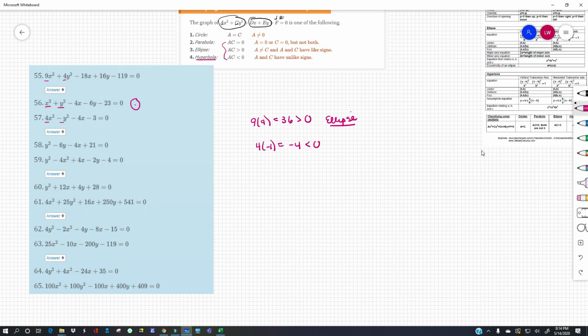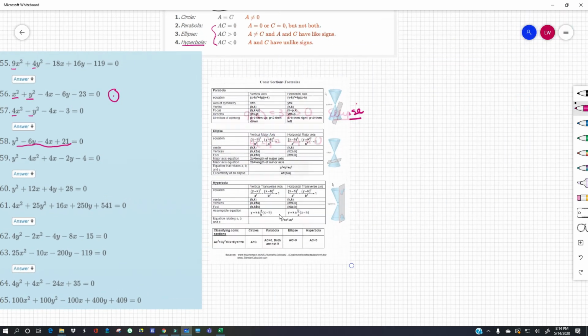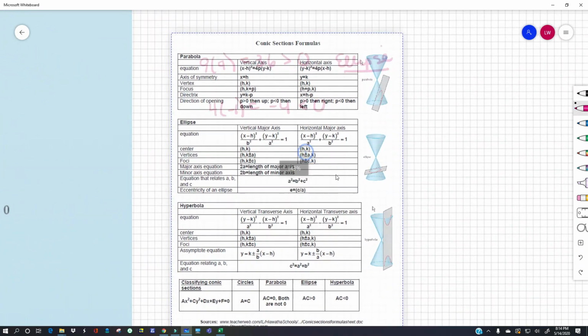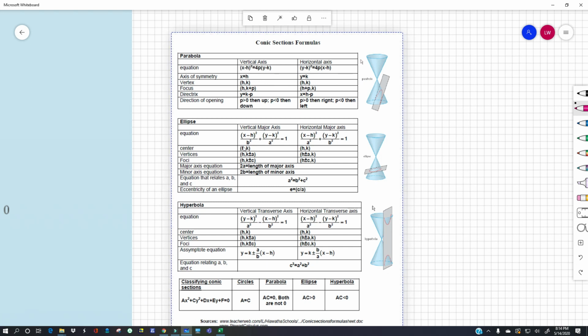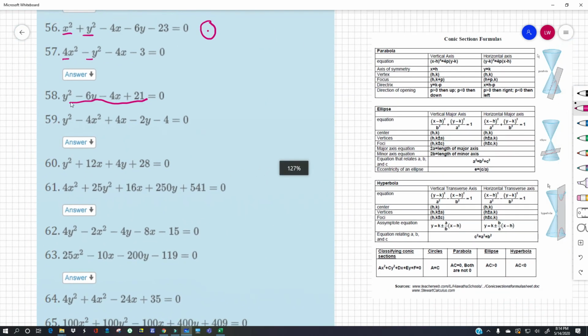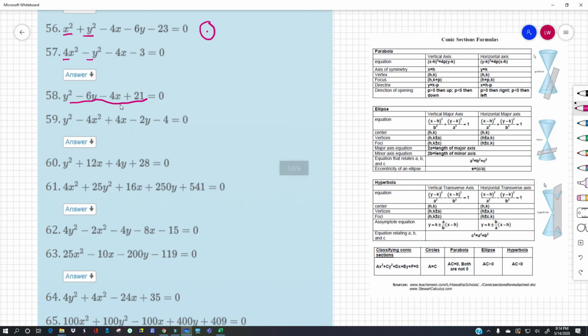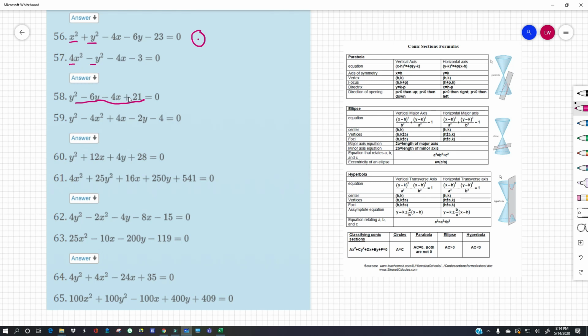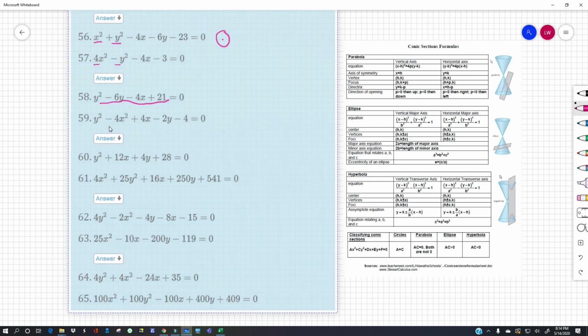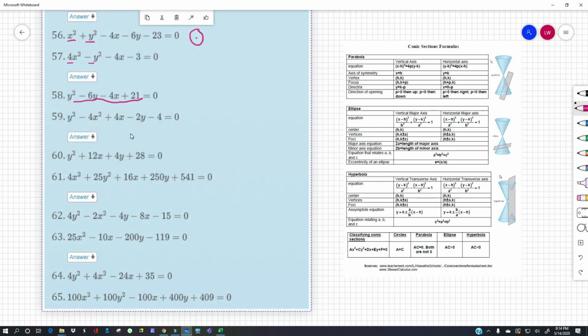Now let's look at 58. In 58, there's no x squared term. What that means is that this is not a conic, right? Because again, if you look back into this formula sheet, no matter which one you want to look at, it is always x squared and y squared every single time. I realize that one of the terms is squared, the y is, but there's not an x squared. It's not a conic.